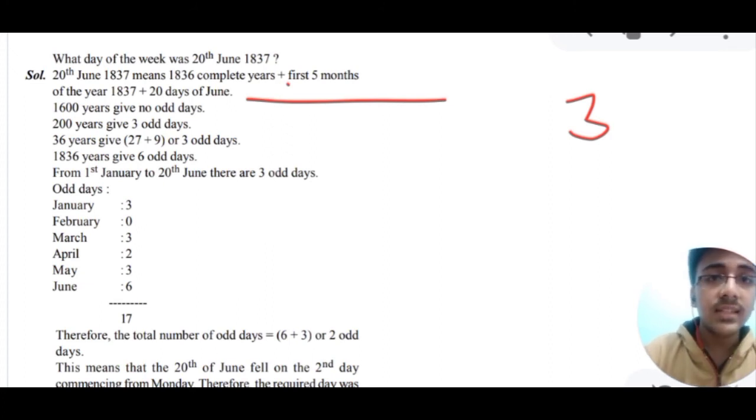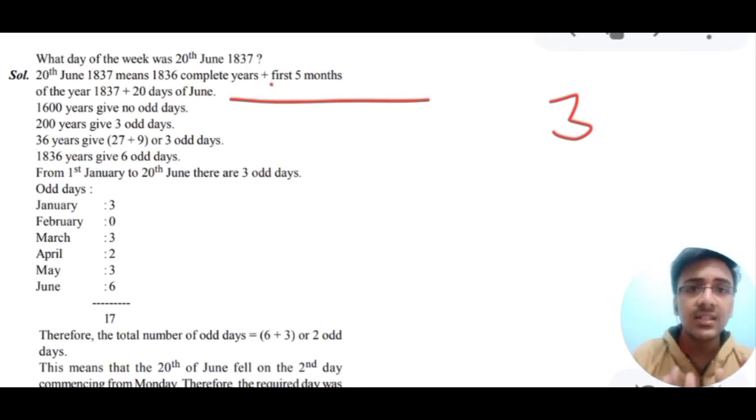Okay, now 36 years. The question says 37. Why are we taking 36? Because only 36 years are completed. We have started the 37th year and we have reached only till 20th June. We have not completed the 37th year. We have only completed 36 years. So we will take the first 36 years and then we will add the 20 June days. Okay, so we have 3 odd days till 1800.